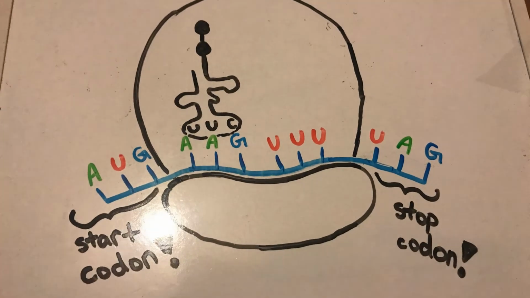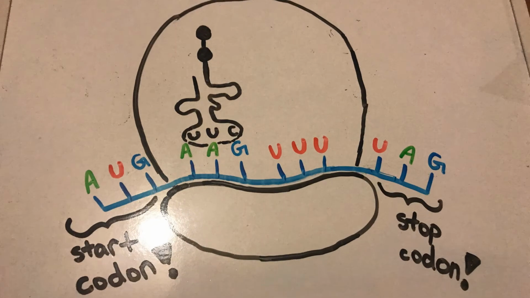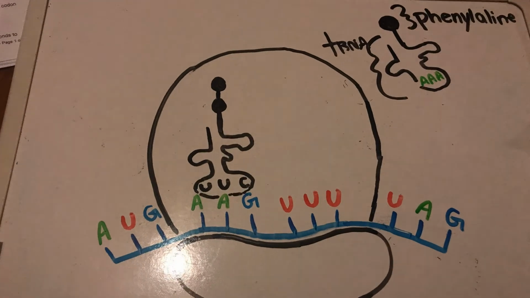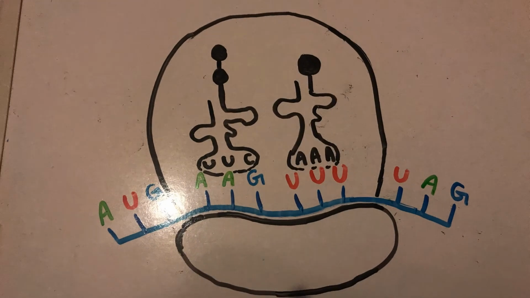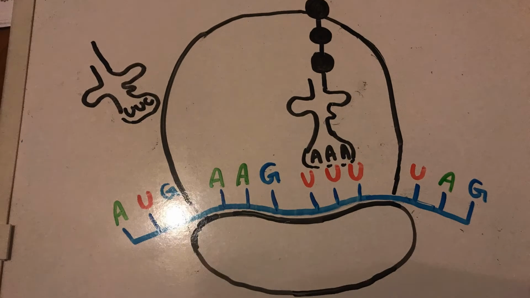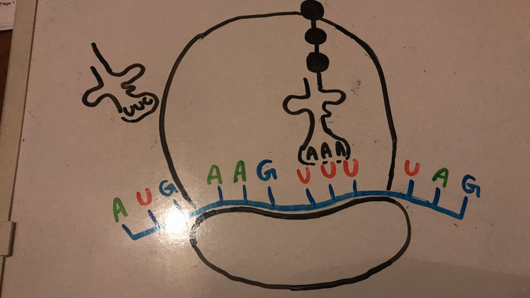Note that the ribosome moved to the right to make room for the next tRNA to come. The next tRNA carrying amino acid phenylalanine enters the ribosome and binds to the codon UUU on the mRNA strand. The tRNA that was there before leaves the ribosome, and the amino acids will covalently bond together.